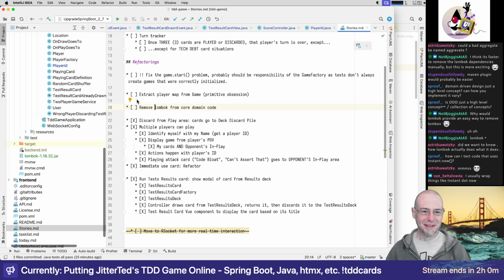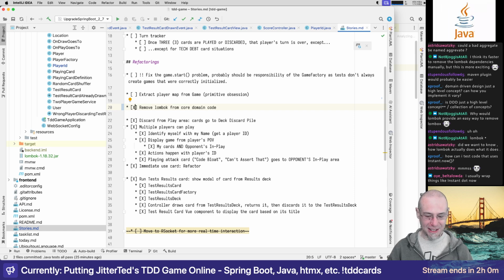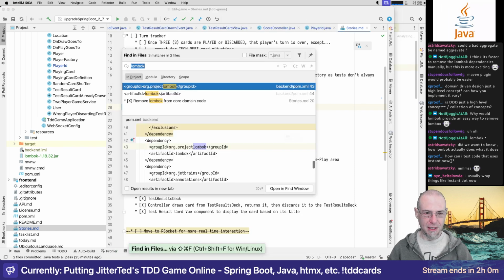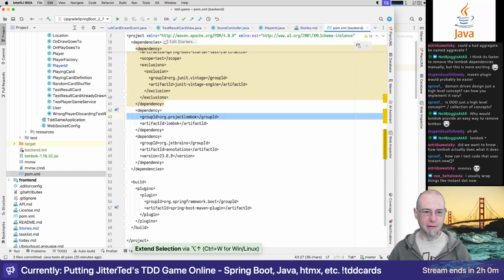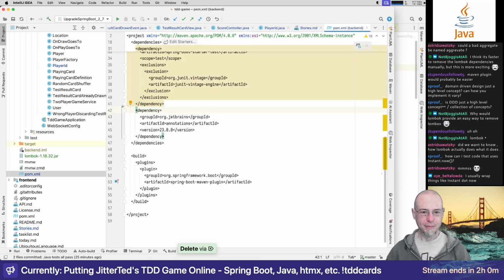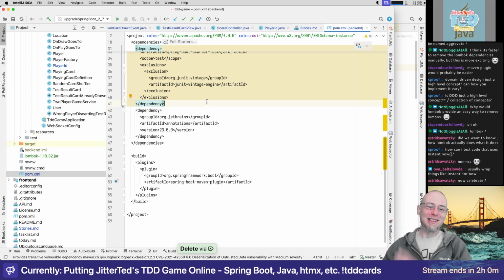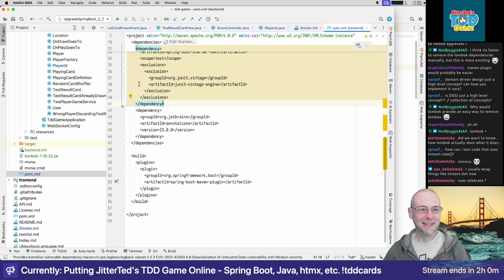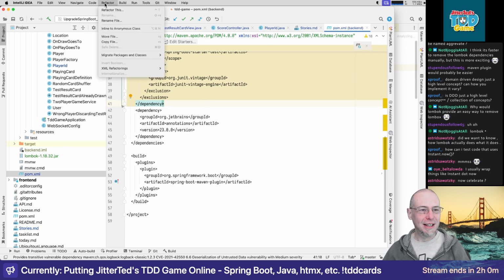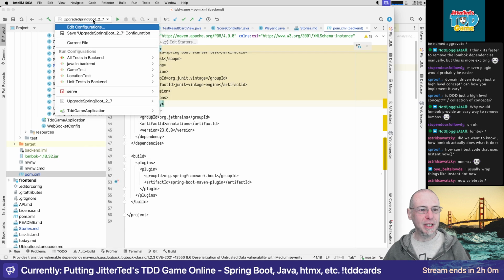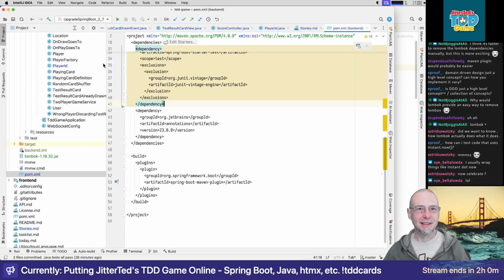Let's go here. We can check that off. And let's go to the POM file and get rid of it. All right. Now we can celebrate. Yay! Lombok is gone. Long live Lombok. Good riddance, actually. So let's go and see if we can run our tests.